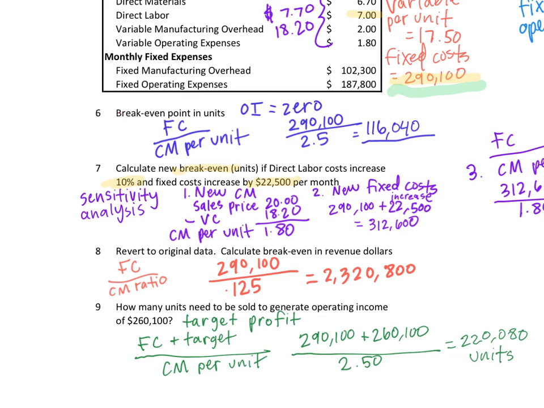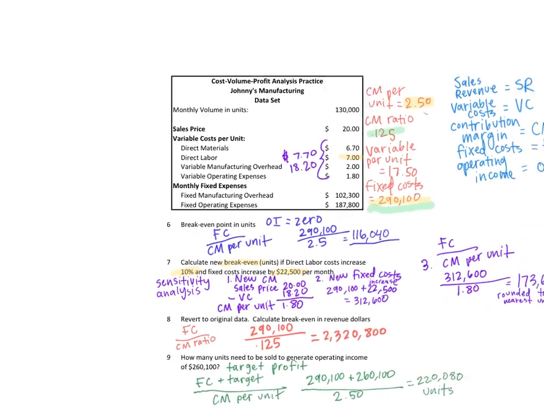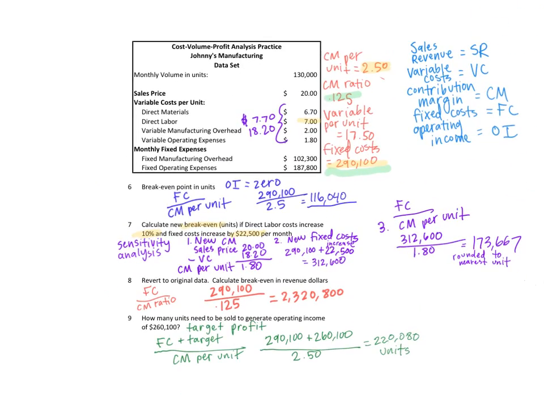And this concludes our second set of CVP calculations for our Johnny's Manufacturing dataset. Now we can move along to our third step in the next video.